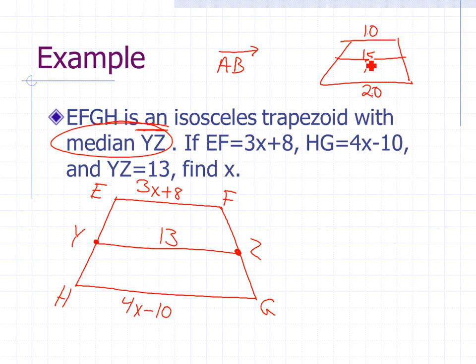Let's go ahead and combine like terms. What's 3x and 4x give us? 7x. 8 and negative 10, negative 2. And we're going to divide that by 2, and that should equal our median, which is 13. How do you start to solve that? A little harder equation because it's got the fraction in it.